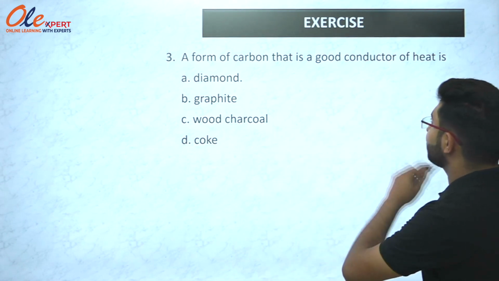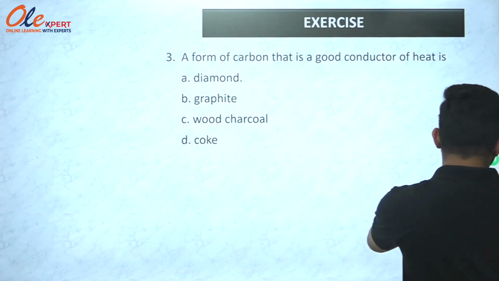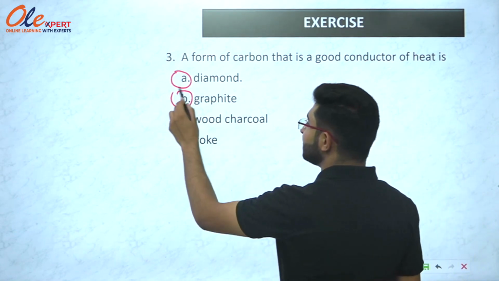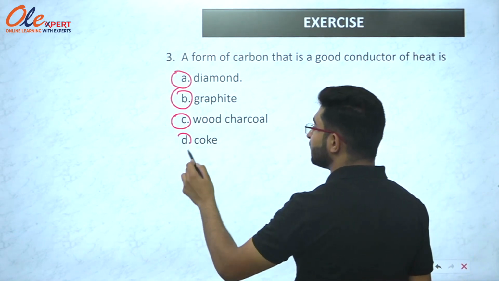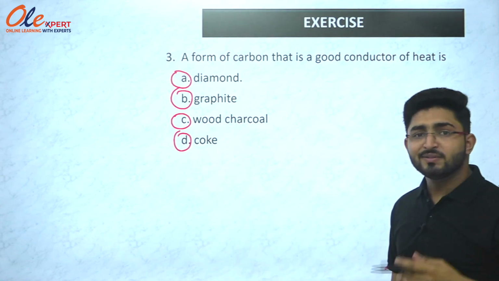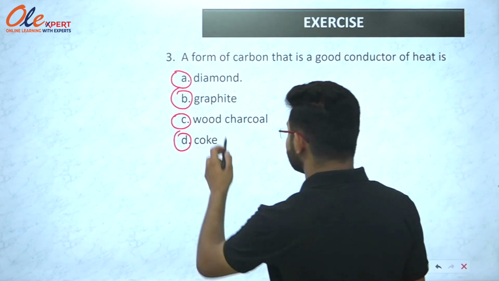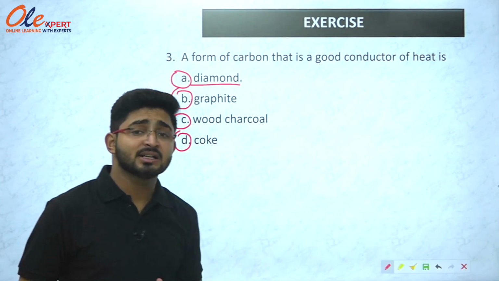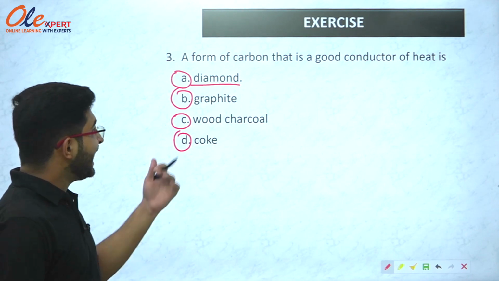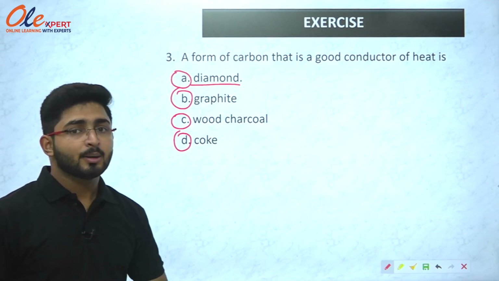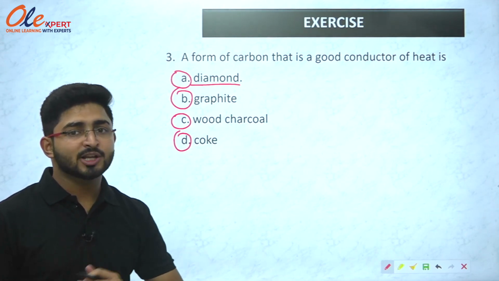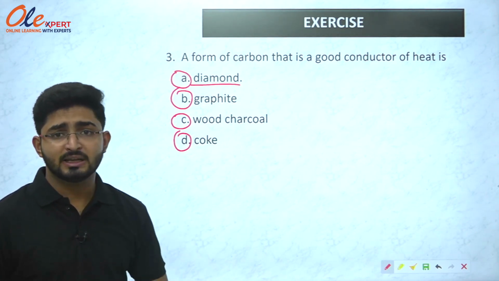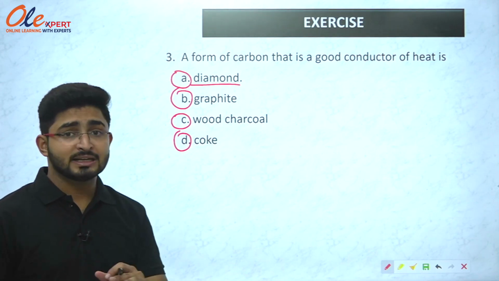A form of carbon that is a good conductor of heat is option A, diamond, option B, graphite, option C, wood charcoal, and option D, coke. So firstly we have to talk about each and every option. The first one says diamond. You know bachcho that diamond is a bad conductor of electricity and heat as well. But why? Because it does not have any free electrons in its structure.